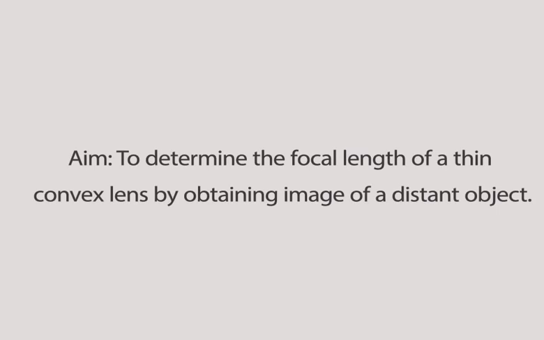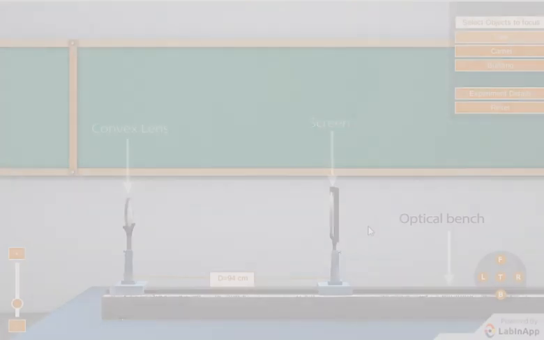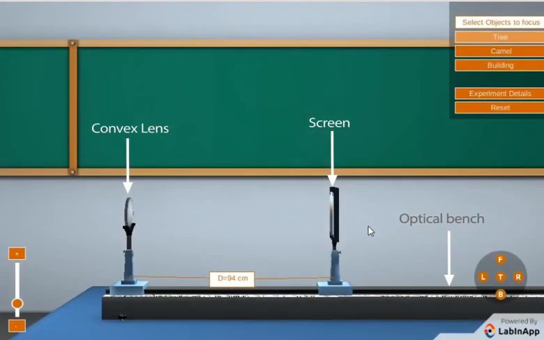Aim: To determine the focal length of a thin convex lens by obtaining the image of a distant object. The apparatus for this experiment is as shown.